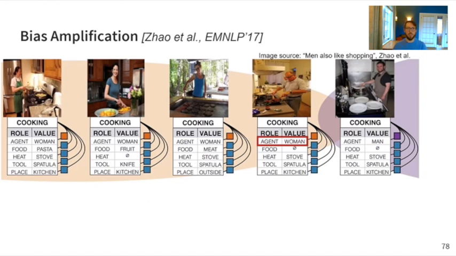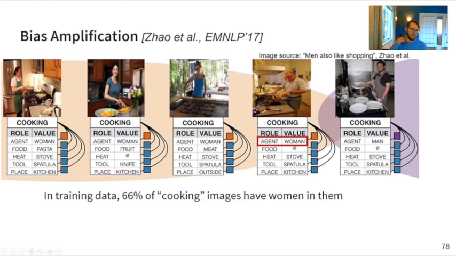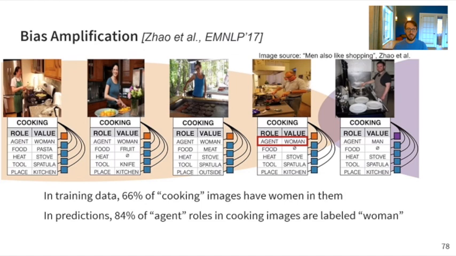So now we'll move on to a different potential source of bias in machine learning models called bias amplification. And I'll start with an example given by Zhao et al. in an EMNLP paper a few years ago. And what they found was that in a semantic role labeling model, in the training data, 66% of images labeled as having a cooking activity had female agents in them. In the models that they were able to train, that got reasonable accuracy, 84% of the agent roles in cooking images in the test data were labeled woman. So we started out with a fair degree of bias in the training data, and the model amplified that, to introduce significantly more gender bias in the agent role labels, but only in cooking images.